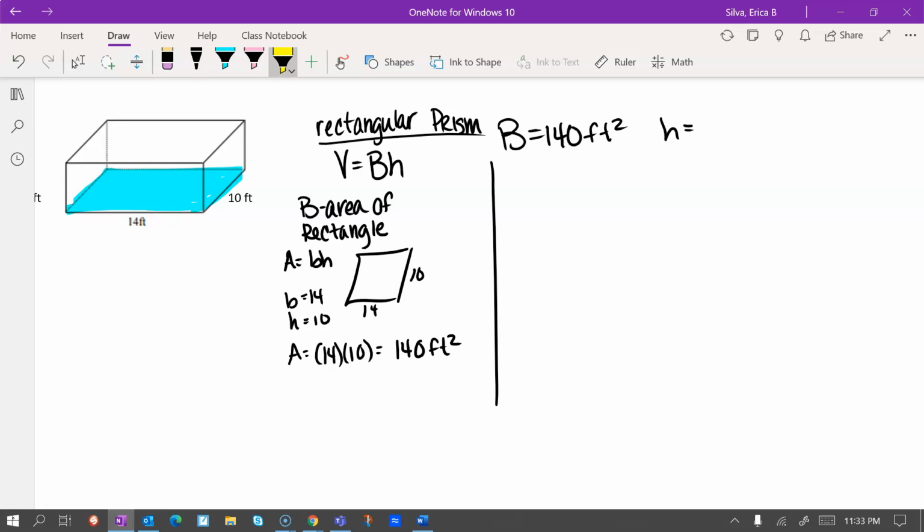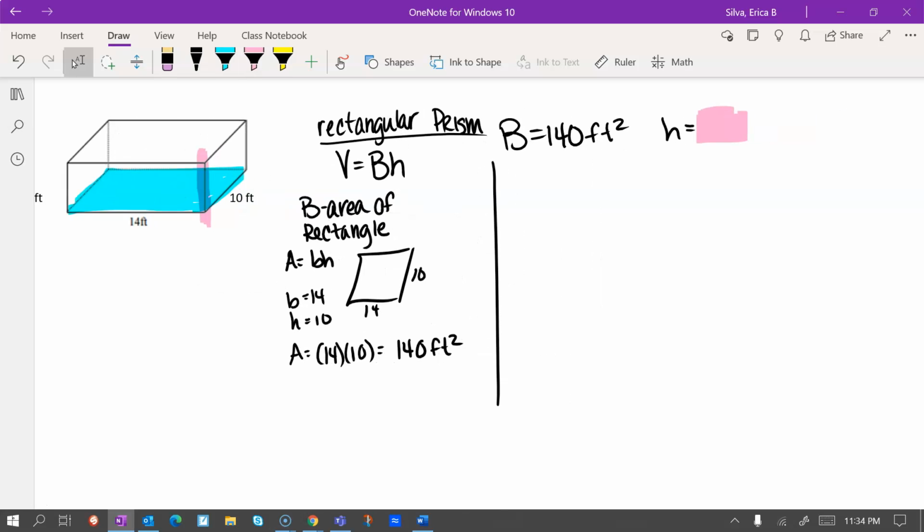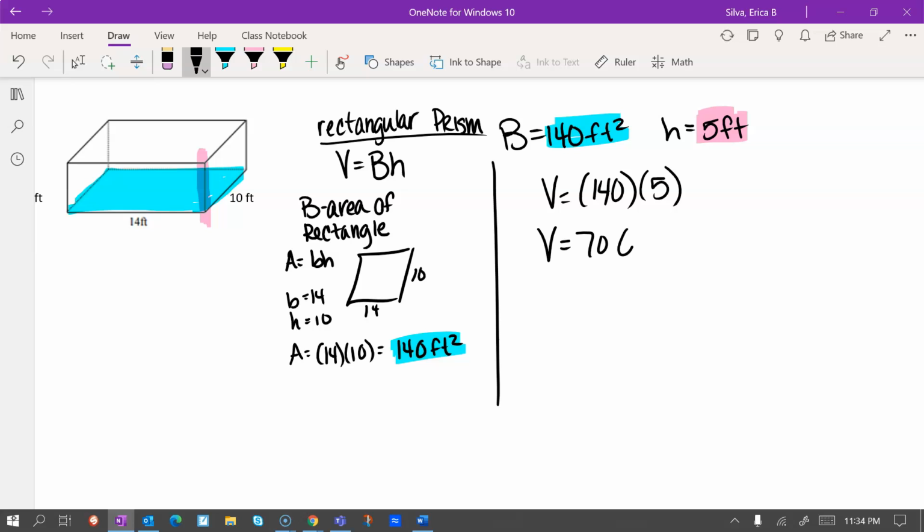And now to find the height, remember it's the height of the figure. And the height of my figure is 5 feet. And now that we have both, we just plug it in, 140 times 5, and that gives us a product of 700 feet cubed.